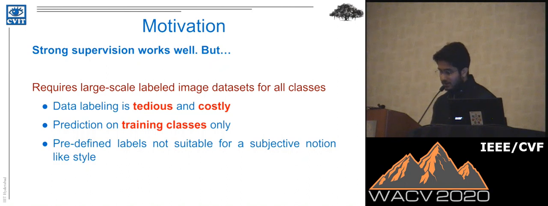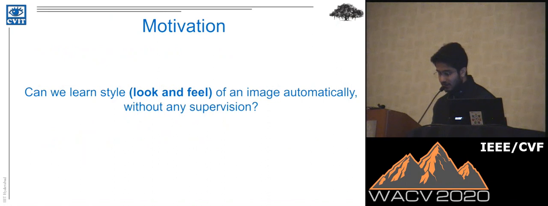Data labeling is tedious and costly. Prediction is possible on the training classes only. And getting predefined labels is not always suitable for a subjective notion like style. So we asked ourselves the question, can we learn style of an image automatically?